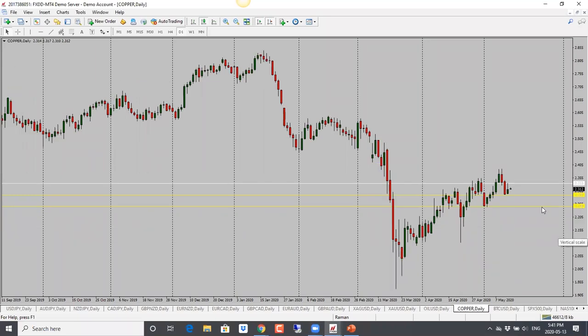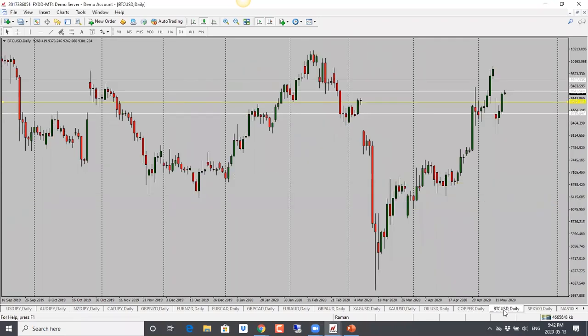Copper here, copper is looking neutral as well. We see that price went into the resistance level here, and then it has held below this level. At this point, bias is neutral to bearish. We see that it's making lower highs. So as long as it holds below 2.30, I'm looking for a drop here. So first target is 2.29 and then 2.25. So neutral to bearish for copper.